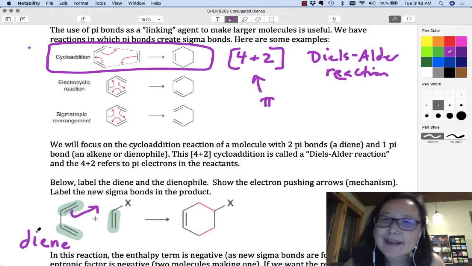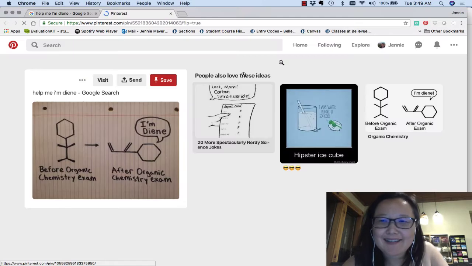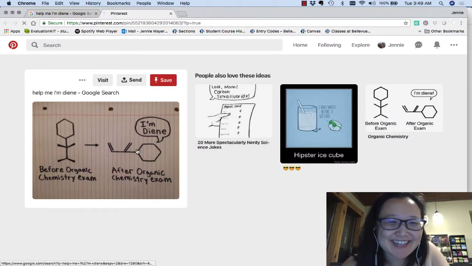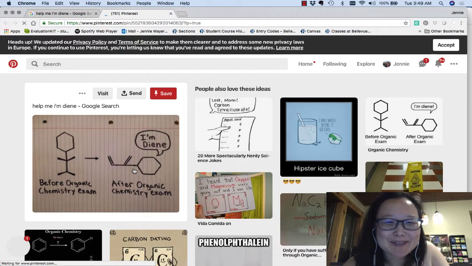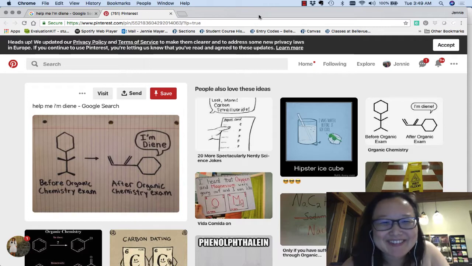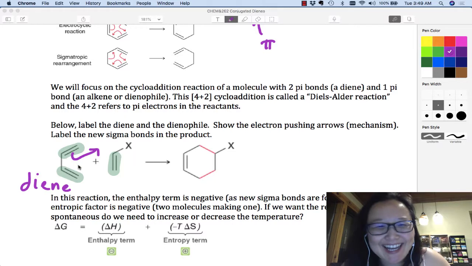Okay, so what happens is the diene is the molecule with the 2 pi bonds. Diene. And I have a funny mug, by the way. Maybe I'll show you right now just on the internet. All right, so you guys gotta love Pinterest, right? So here's a little drawing somebody made before organic chemistry exam, after organic chemistry exam, and notice the 2 pi bonds here is I'm dying. I'm dying. So anyway, it's really cheesy, but I love it. I have a mug that says that.